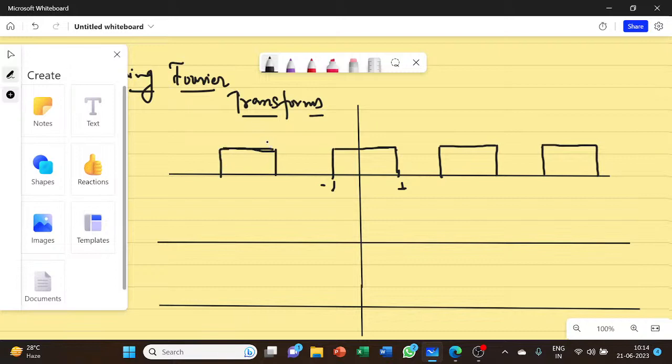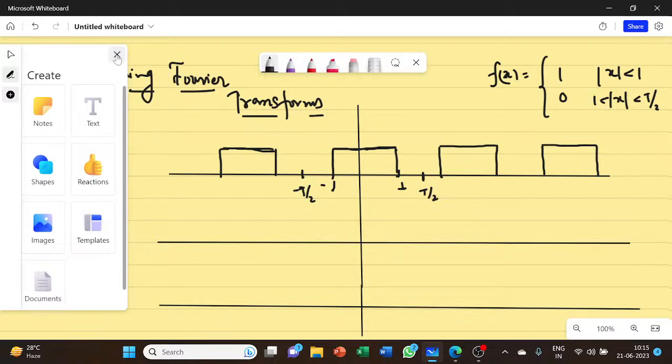Let's say my function f of x is defined as simply 1 if mod of x is less than 1. So basically mod of x less than 1 means from minus 1 to 1, your function is simply 1. And beyond that, your function is simply 0 if mod of x is greater than 1 and less than T by 2. So let's say this is your T by 2 here, and this is minus T by 2 here. So from here to here your function is 0.